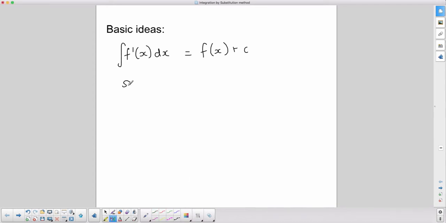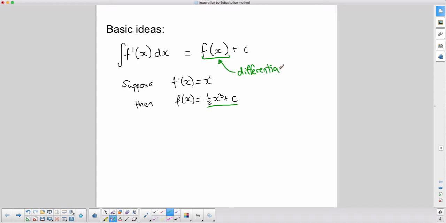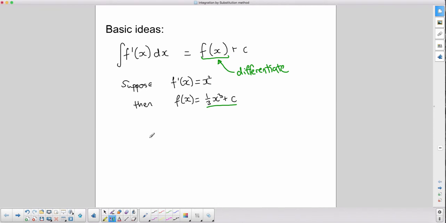Here we see the formal method of integration by substitution. We just remember that the relationship between the thing we're integrating and the answer is that when we take the answer, we can differentiate it to get the integrand. So here our integrand is f prime x, which is x squared. We differentiate 1/3 x cubed plus c to get x squared. Written as an integral, we have the integral of x squared dx is 1/3 x cubed plus c. We differentiate the answer to get the integrand.